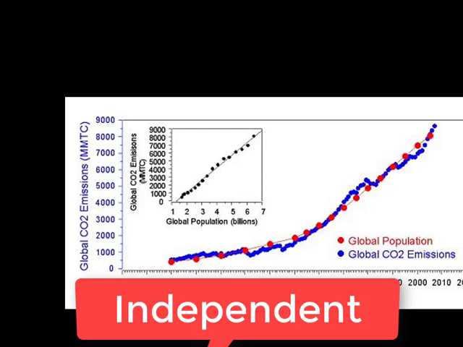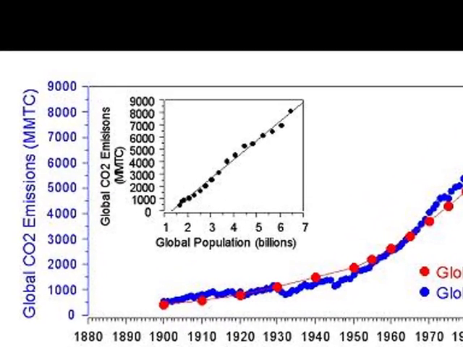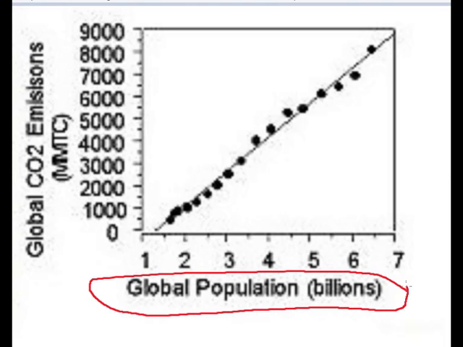Interesting is also this little insert, because this graph depicts the relationship of global population on the one hand and carbon emissions on the other hand. And that they put the global population here on the x-axis is because the assumption is that global population affects carbon emissions and not that carbon emissions affect global population. Makes sense, doesn't it?